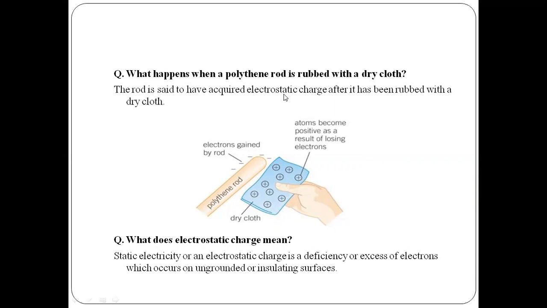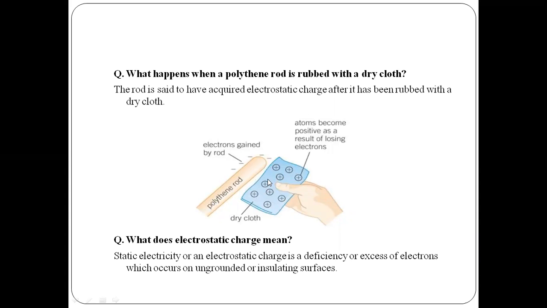Charge is a physical entity which is defined by the excess or deficiency of electrons. Then we have studied even positive and negative. Here is one more new term. What is electrostatic charge? Look at it once again. What happens when a polythene rod is rubbed with a dry cloth? The rod is said to have acquired electrostatic charge after it has been rubbed with a dry cloth. What is electrostatic? The charge which is at rest, we say electrostatic charge. Look at this image. When that polythene rod is rubbed with this dry cloth it becomes positive.